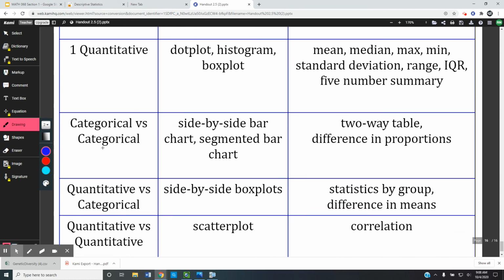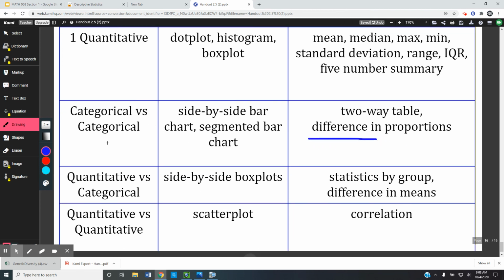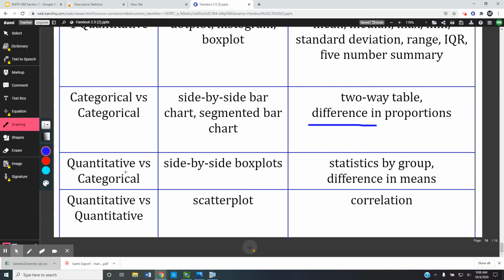If it's a categorical versus a categorical, remember this is a stacked or segmented bar chart, two-way tables, and differences in proportions. Has to be differences because now there's two categories. Quantitative and categorical, this is all box plot stuff. And we use difference in means because that's what quantitative values use, or means. And lastly, now we have covered the quantitative and the quantitative, which is always the scatter plot and always the correlation factor.